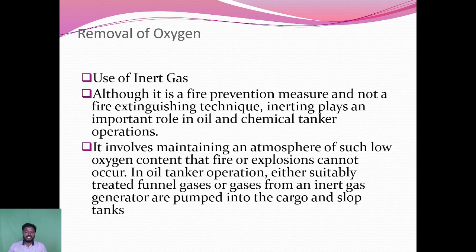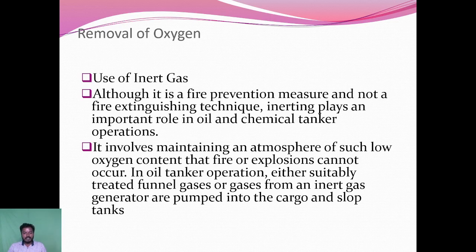Now, where must this inert gas be produced? Inert gas must be produced from the boiler. The waste gas from the boiler is purified and used as inert gas. It involves maintaining an atmosphere of such a low oxygen content that a fire or explosion cannot occur.